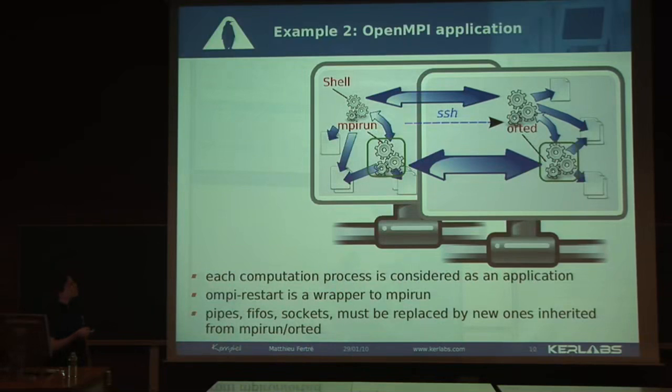In OpenMPI, the fact is that ompi-restart is just a wrapper to mpirun. This allows you to restart your OpenMPI application on perhaps more nodes or fewer nodes than before. So in fact, the system checkpointer will only be used to checkpoint your computation process, not mpirun. And OpenMPI is responsible to reopen the sockets and so on.